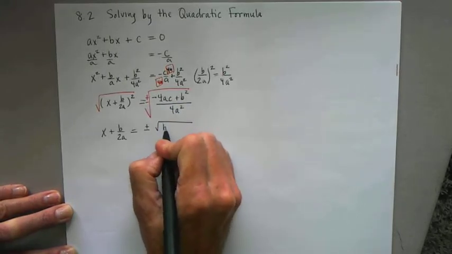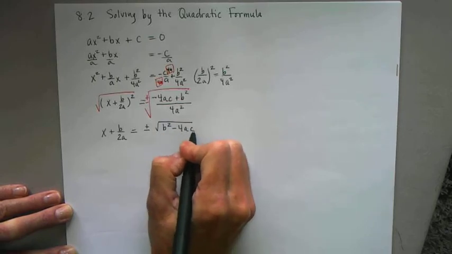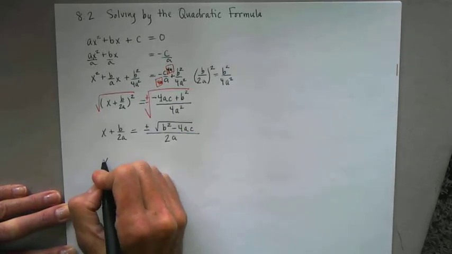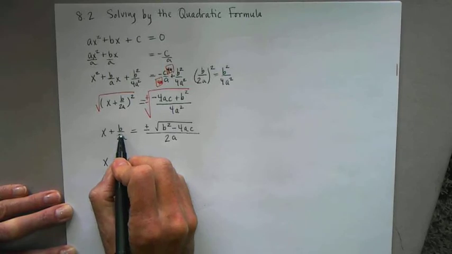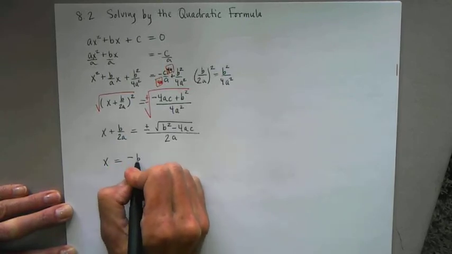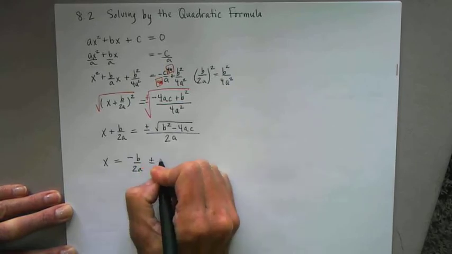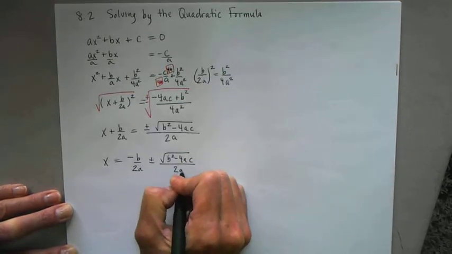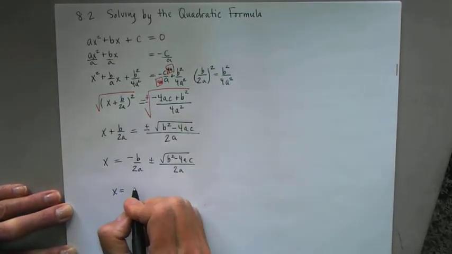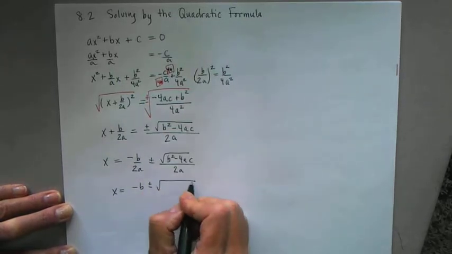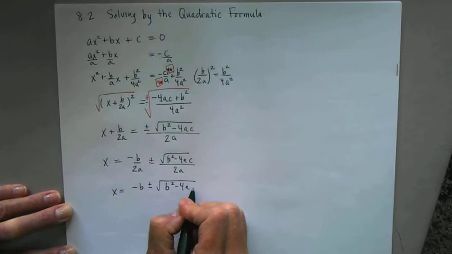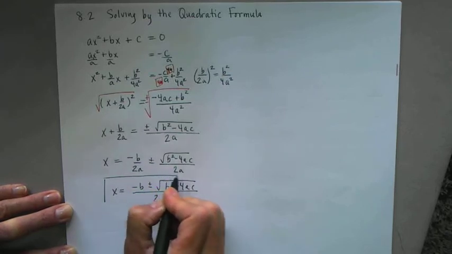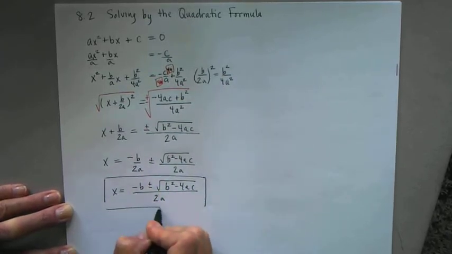But look, on the bottom, I can take the square root of 4. So then, if I get x alone, I'm just going to subtract negative b over 2a. So I'm going to have negative b over 2a plus or minus the square root of b squared minus 4ac all over 2a. So since those have a common denominator, I can write that like this. Now, everything you just watched comes down to this equation right here. That is called the quadratic formula.